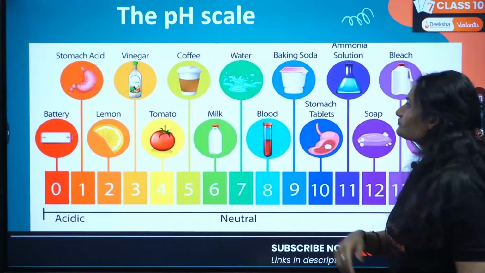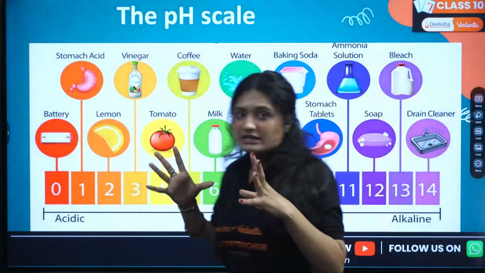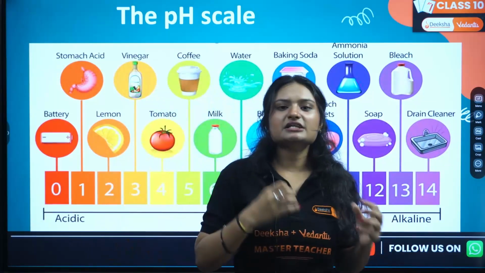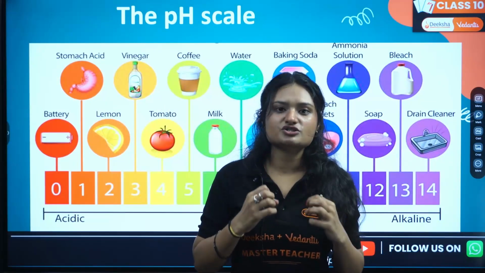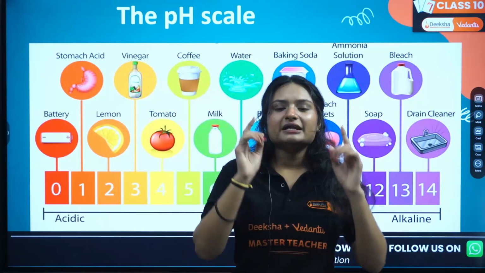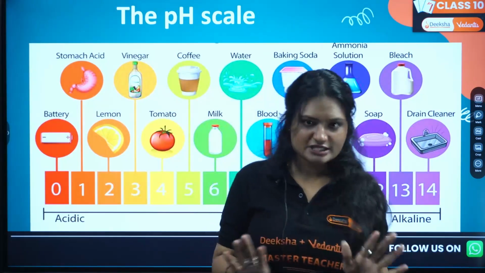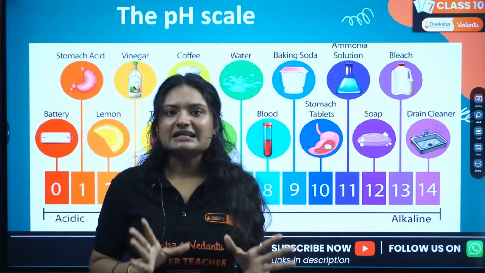Moving on. The pH scale. What is the pH scale? It is a scale showing the acidity. It is showing the hydrogen ion concentration. What is pH? Negative logarithm of H positive. You do not need the definition for your 10th class board. Trust me.